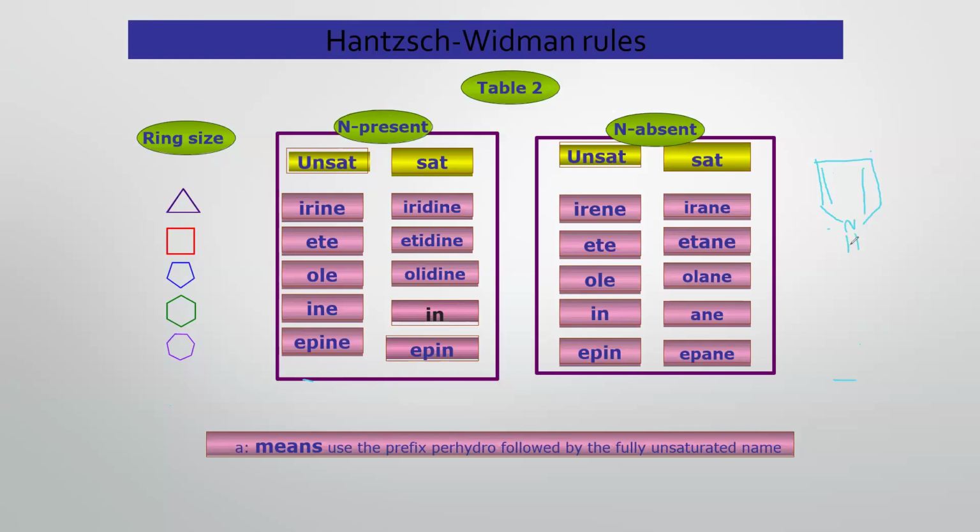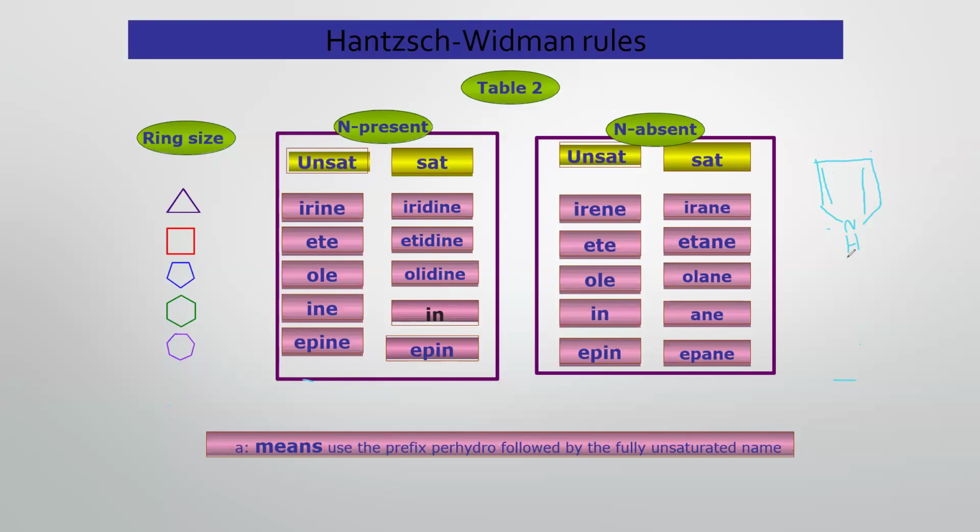What will be the IUPAC name? I am not asking about the common name. What will be the IUPAC name of this compound? I want the IUPAC name. The common name everyone knows, it is pyrrole. But what will be the IUPAC name?